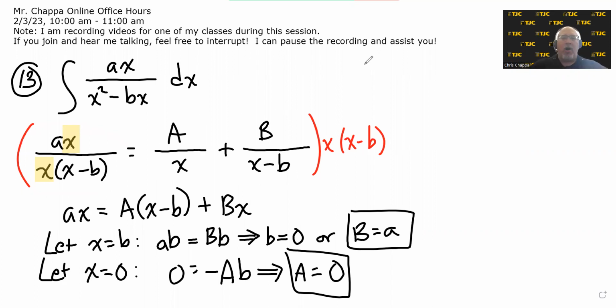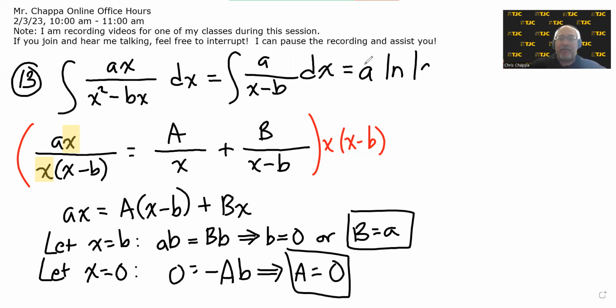So what we did isn't wrong. It just wasn't the most efficient move, because if we were paying attention and thought about algebra before calculus, we would have noticed that right here, the x's would have canceled and left us just a over x minus b dx, which is easy to integrate. But then again, partial fractions didn't do us wrong. We just took the long route when we could have just factored and reduced the original rational function in the integrand. This is going to be a times the natural log, I left off the a. It's kind of sitting there. Natural log absolute value of x minus b plus c.